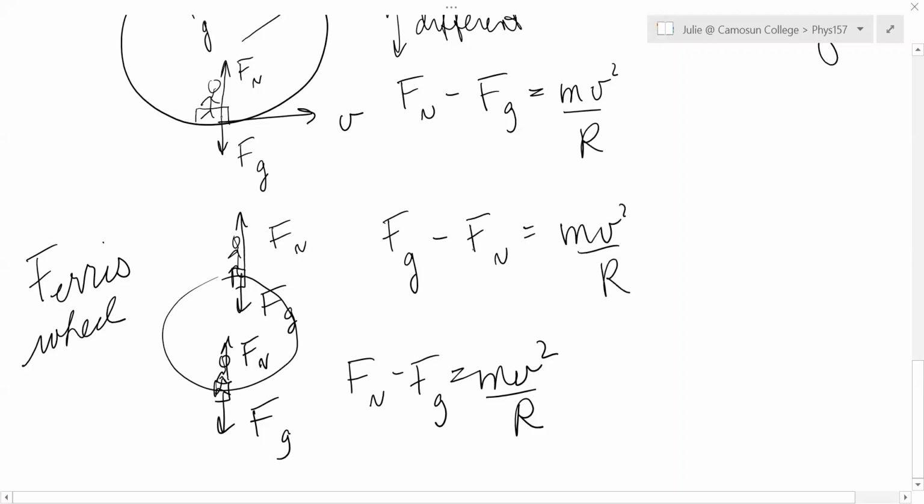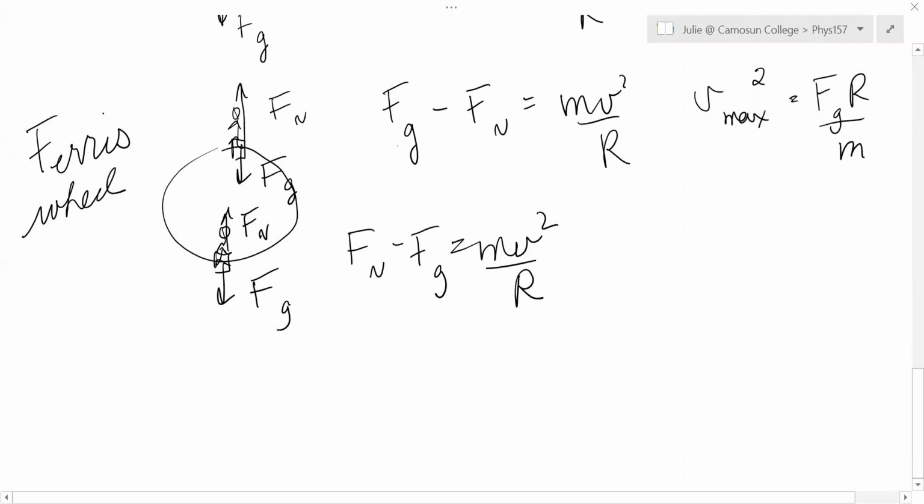Now the normal can easily go to 0 here. If you're going just at the right speed and you go flying over the top of this Ferris wheel, no, they never go that fast, but if you went really fast, you could drop this normal to 0, in which case the max speed, so you don't fly off the seat up there, would be the square root of Fg times r over m. And that would be the biggest speed you could have without flying up off your seat.